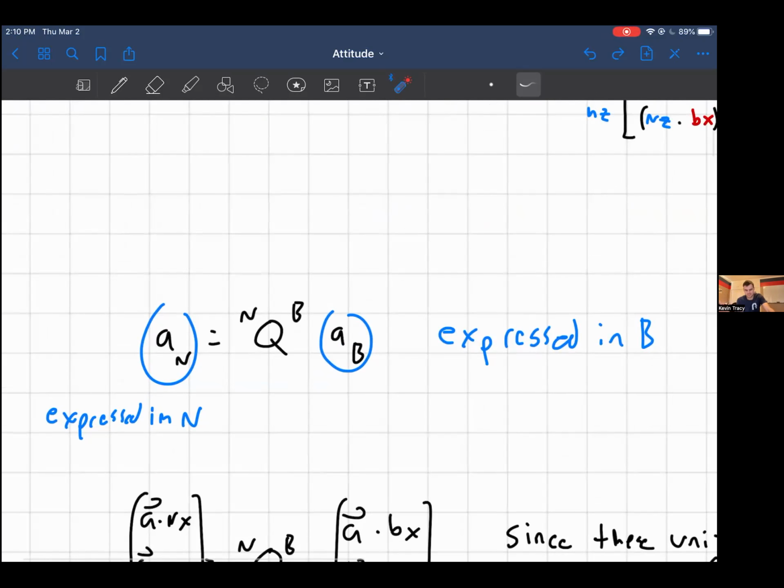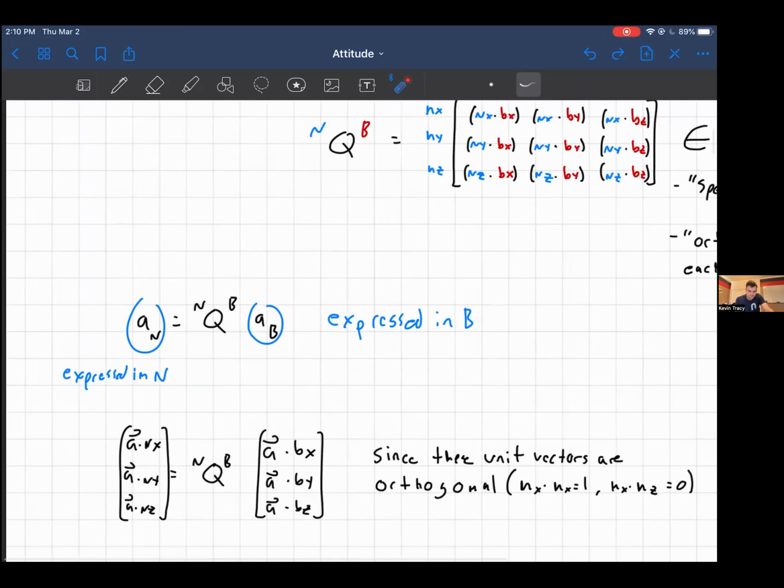And then how do we actually use these things? Say I have some abstract vector A, expressed in n and expressed in b, and this is their formal relationship. This is useful because if I have this vector A expressed in b, I can use this rotation matrix to get it expressed in n, and I can just transpose it to do the inverse. This is where all this stuff is going to become more important.